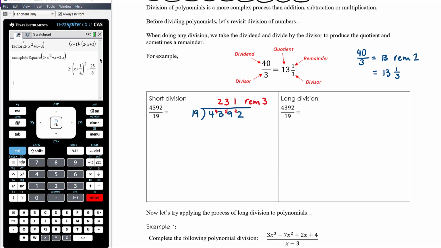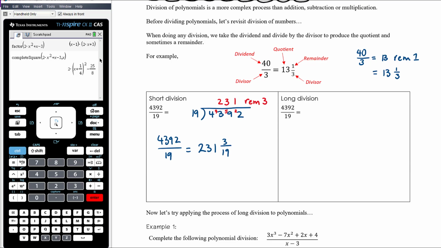So therefore, 4392 divided by 19 is 231, and we have a remainder of 3, which we write as 3/19. Okay, the remainder divided by the divisor, which in this case is 19. So it's 231 and 3/19.